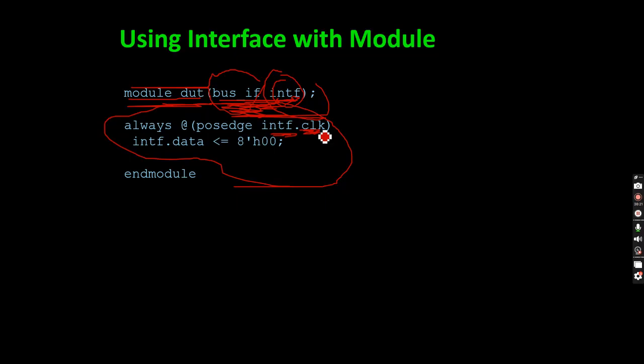So how to fetch the variables inside an interface? We have to use the pointer, right? So we have to use the dot operator, followed by the signal. If you want to assign any value, data is also inside the interface, so INTF dot data we are assigning some 0 0. Like this is a simple TB. Like this we can assign the values in the TB.